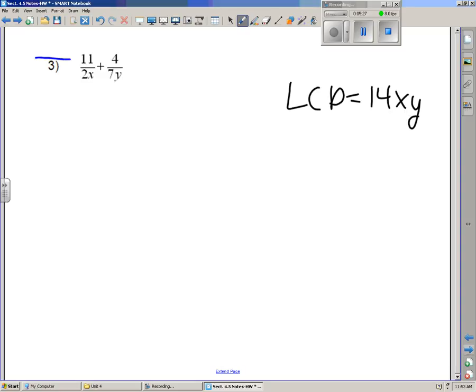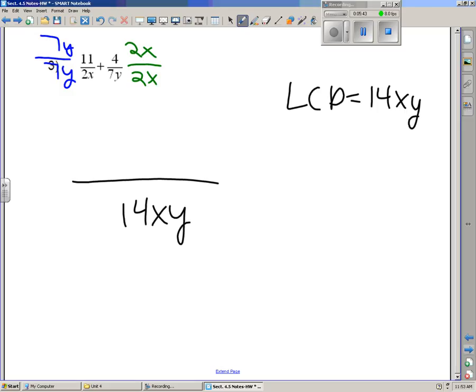Well, how's that going to happen? I can multiply this fraction by 7y, top and bottom. I can multiply this fraction by 2x, top and bottom. So what ends up happening is both bottoms now become 14xy. I'm just going to write one fraction this time. And then I'm going to say, well, the one in blue turns into 77y plus the one in green turns into 8x.